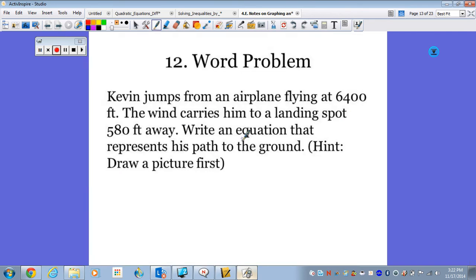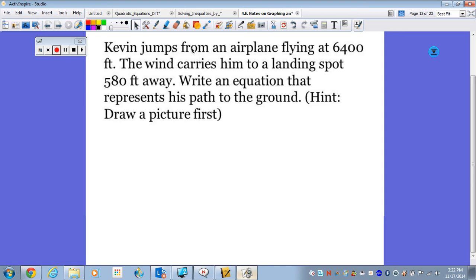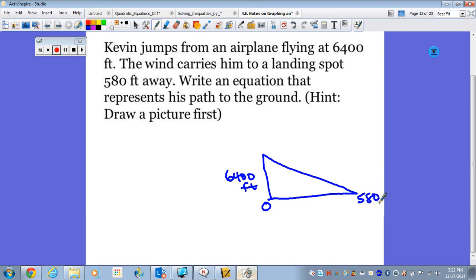All right, here's another problem. Here they suggest that you draw a picture first because it really does help sometimes. So he's jumping from an airplane flying at 6,400 feet. The wind carries him to a landing spot that's 580 feet away. This is the 6,400 feet. This spot is, and so keep in mind this is 0. This is the 580.